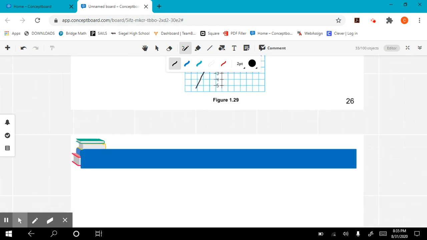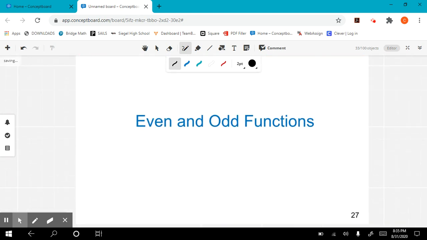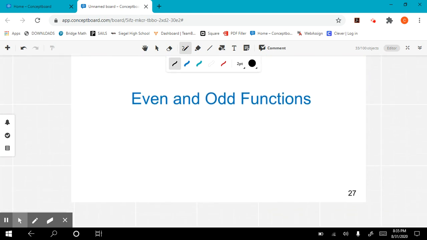All right, last thing we're going to talk about real quickly are even and odd functions. Basically we're just going to define what even and odd are and show you how to look at a graph and tell the difference between an even and odd function, and also how to do an even and odd function algebraically.